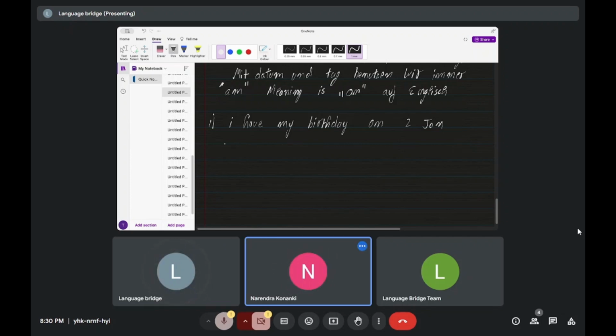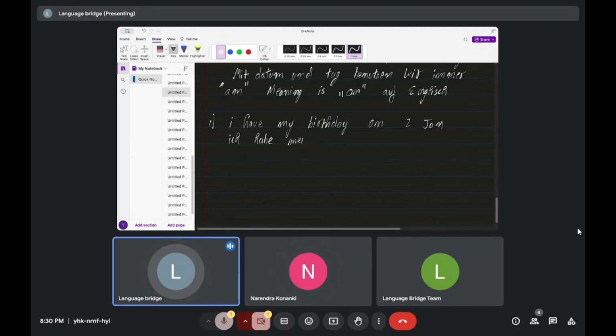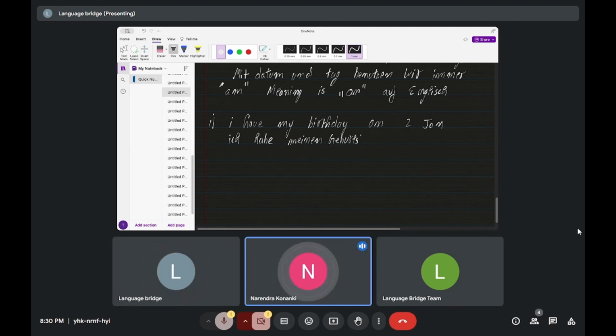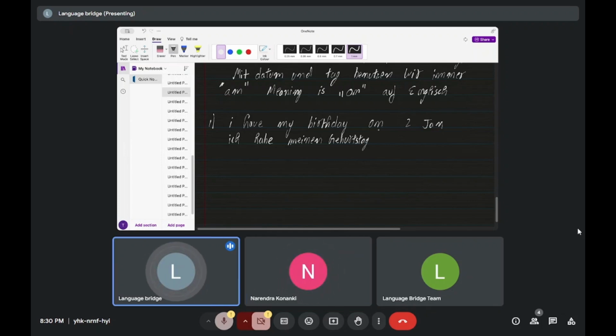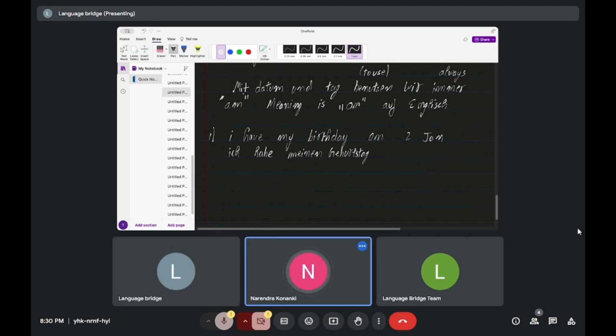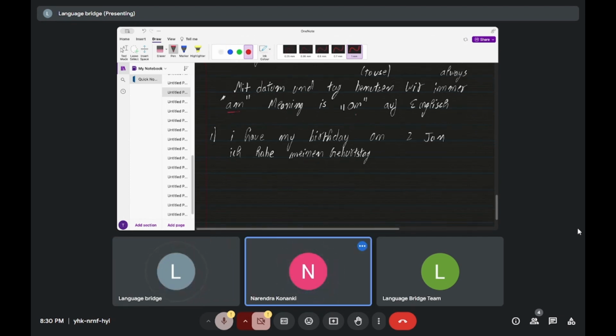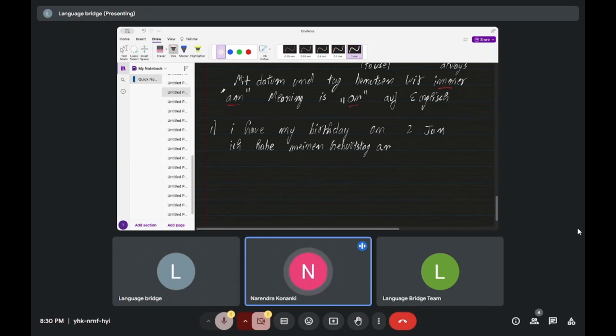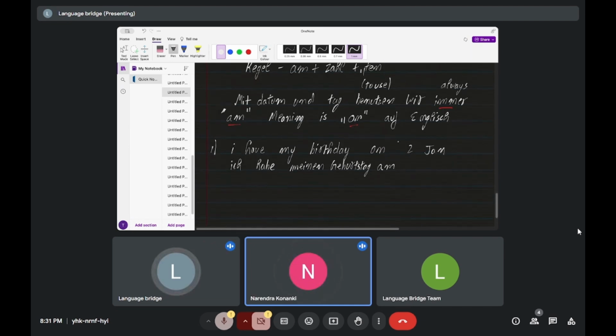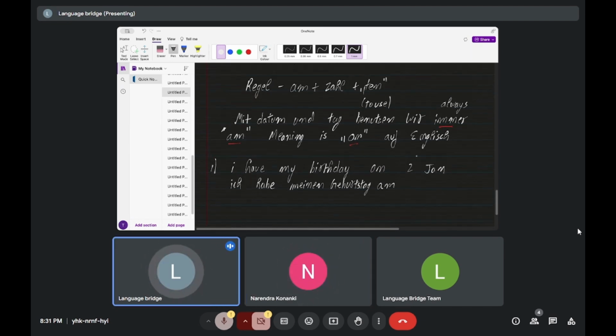Ich habe meinen Geburtstag. Geburtstag, yes. And then "on" is "am". So: Ich habe meinen Geburtstag am, and then the number two, the second.